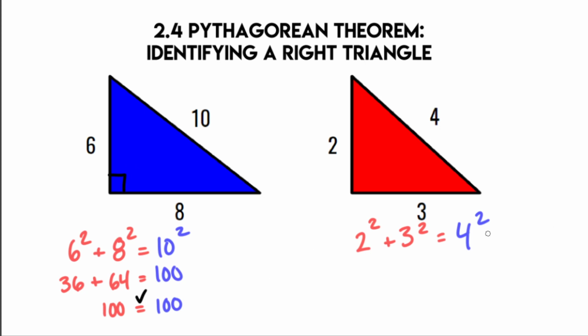Now let's watch what happens on the right-hand side. 2 squared gives me 4. 3 squared gives me 9. 4 squared gives me 16. 4 plus 9 on this side gives me 13, which is not equal to 16. This is not a true statement, which means that this triangle is not a right triangle, because the Pythagorean theorem did not work with it. You can use the Pythagorean theorem to identify a right triangle. So this one, yes. This one, no.